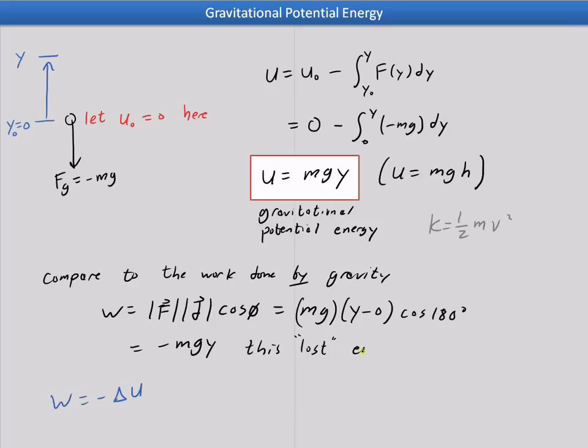So this lost energy is actually just going to be stored as potential energy. So you can think of potential energy as stored energy. That's what potential here means, is it could potentially do something else. It could potentially, say, become a kinetic energy because it's being stored. And how did it get stored? Well, some internal force must have done negative work to put it there.